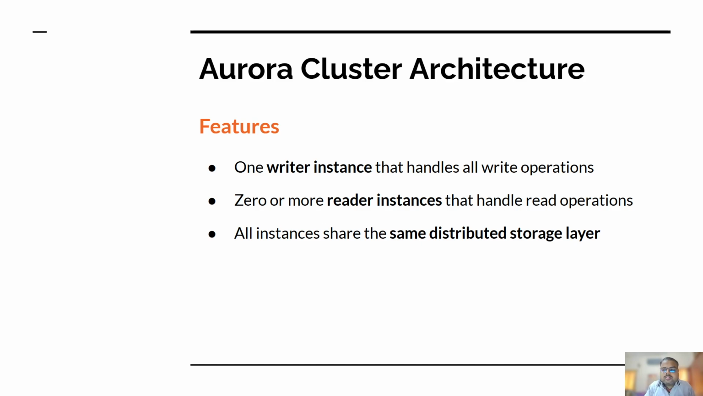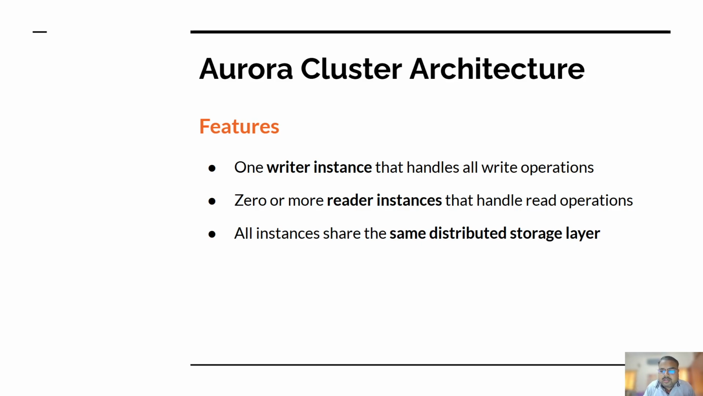We will start with Aurora cluster architecture. Before we talk about scaling, it is very important to understand Aurora's architecture. An Aurora cluster always has one writer instance which handles all the write operations like insert, update, and delete. It can also have zero or more reader instances which handle read-only queries like select. All of these instances share the same distributed storage layer, so all the reader instances, counting from zero up to any number, share the common storage layer.